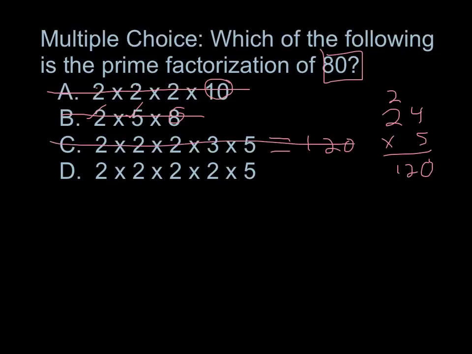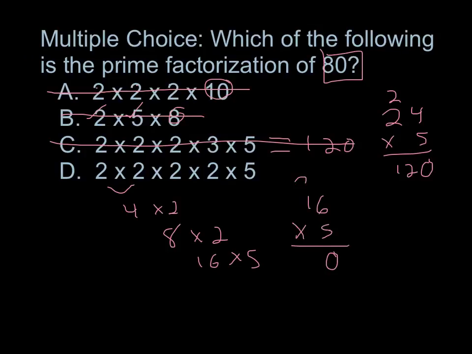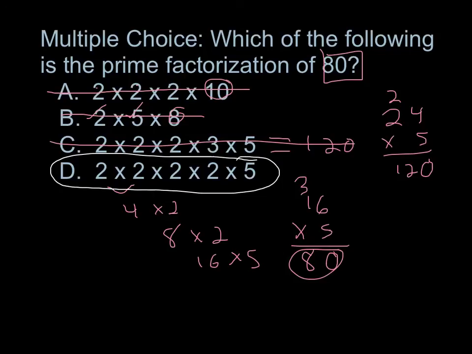Before we select D, let's just double check and make sure that's good. So 2 times 2 is 4, 4 times 2 is 8, 8 times 2 is 16, and then we're going to do 16 times 5. So if we do 16 times 5, let's see, 6 times 5 is 30, carry the 3, 5 times 1 is 5, plus 3 is 8, so I get 80. Is that what I was looking for? Yes. So my answer is going to be choice D.